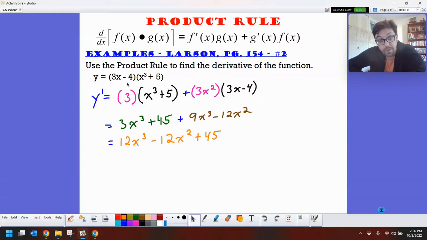So I did the derivative of my first thing. I got a 3 times the second thing. Plus, it's always going to be a plus here for product rule, the derivative of the second thing, which is 3x squared, and then I multiplied it by the first thing. We could simplify this down if we so felt inclined. Do a little distribution, we get that stuff, and then combine like terms, and then boom, there's the derivative.